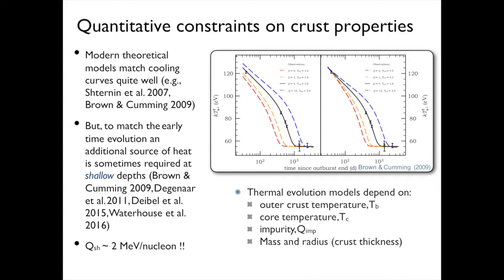This is a huge amount of energy that's mysteriously coming from somewhere, that's needed to be able to match these cooling curves. Should also note it's actually needed to be able to reproduce X-ray burst models too. These type 1 X-ray burst models require an extra heat flux in the outer crust too. So it seems to be something that's real.